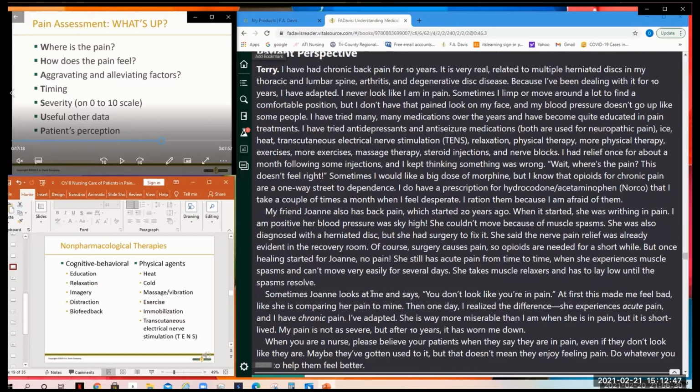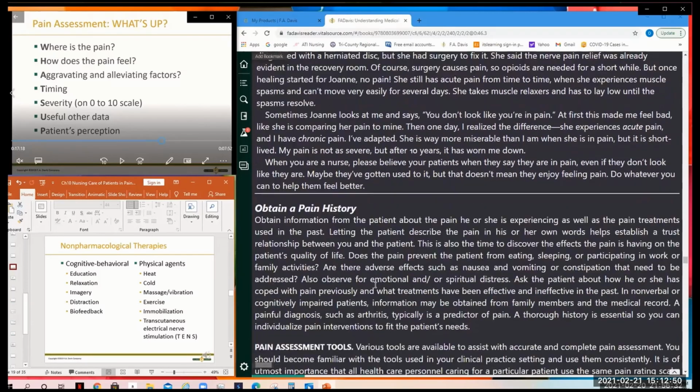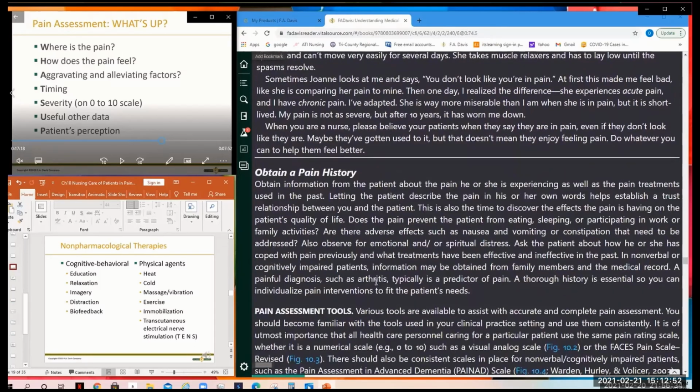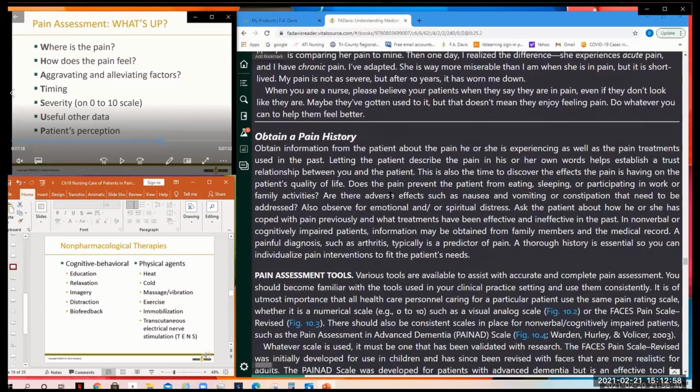When you are a nurse, please believe your patients when they say they are in pain, even if they don't look like they are. Maybe they've gotten used to it, but that doesn't mean they enjoy feeling pain. Do whatever you can to make them feel better.